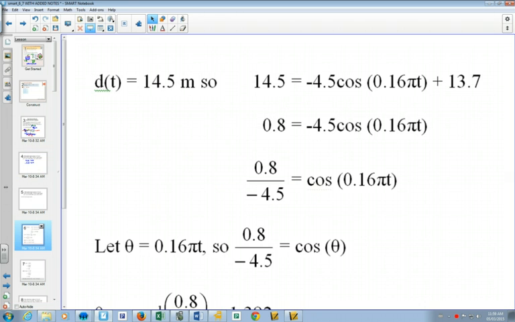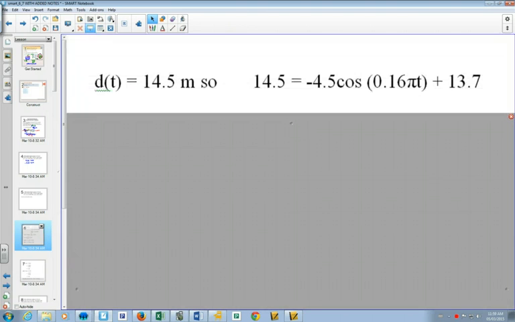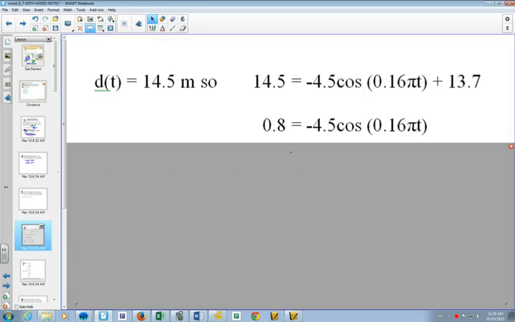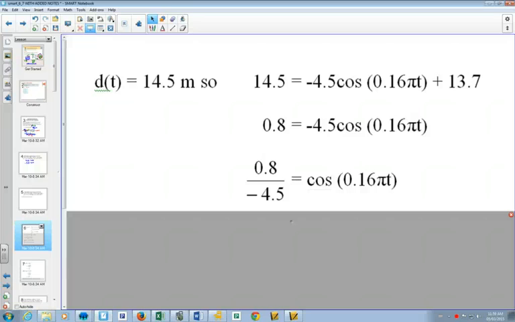So what you would do is you would start by saying, since we know the depth has to be 14.5 meters, we could replace that for y. And when I plug that in, I just need to solve this equation for t. Now this is a sine and a cos equation. Just like you've done in the past, you're going to try and get cos all by itself. So if you subtracted 13.7 on both sides, then you get 0.8. And then if you divided both sides by negative 4.5, you would get cos all by itself.